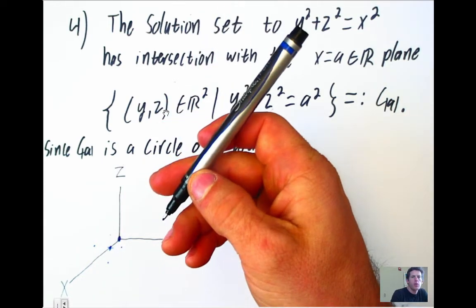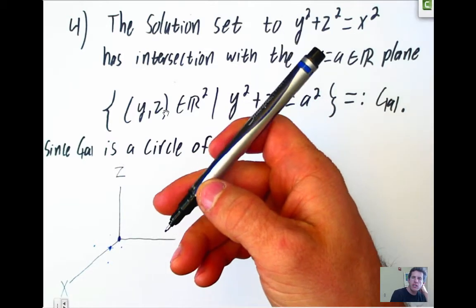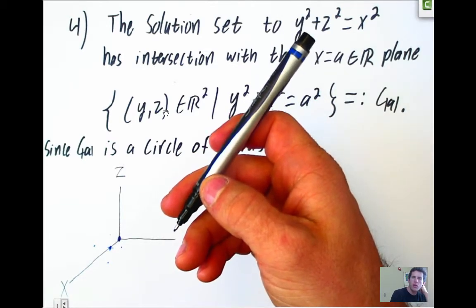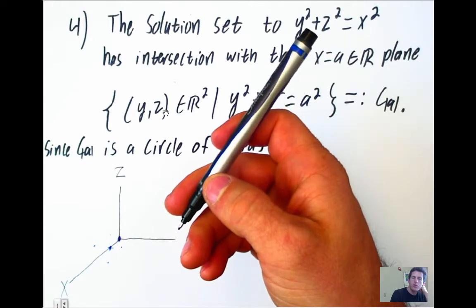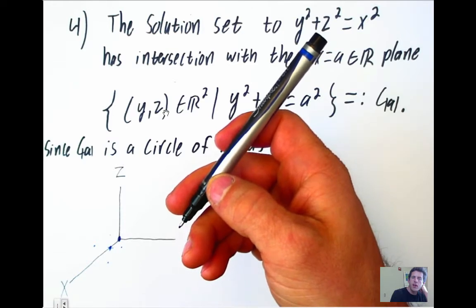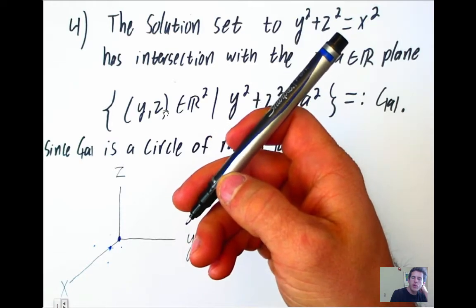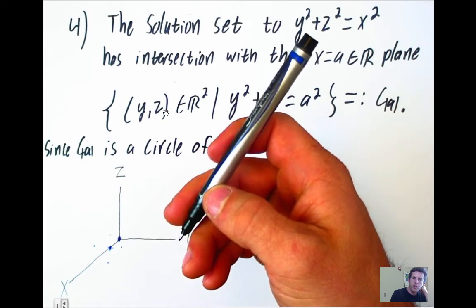Looking at the algebraic equation y squared plus z squared is equal to x squared, and I'm thinking to myself, that looks kind of circle-like. Y squared plus z squared is equal to r squared. Usually you see x squared plus y squared is equal to radius squared. You need to be able to think outside of the usual x, y, z order.